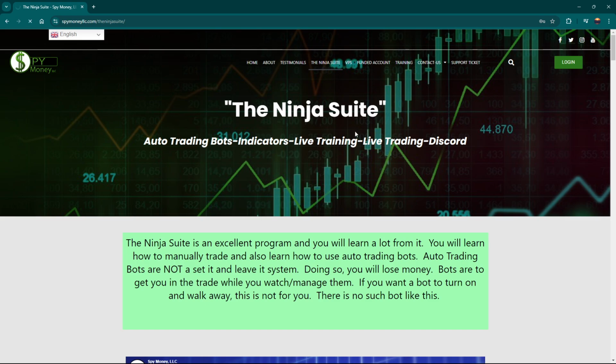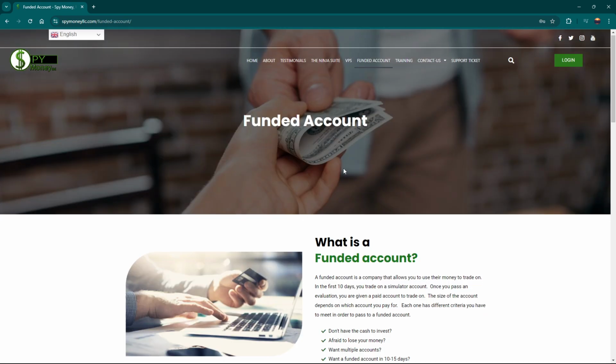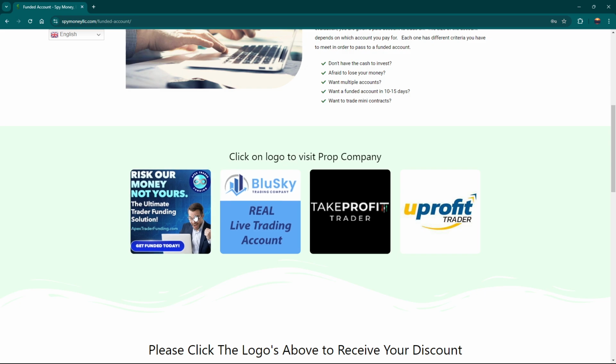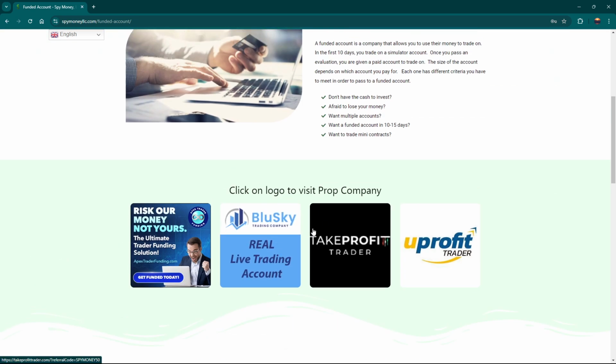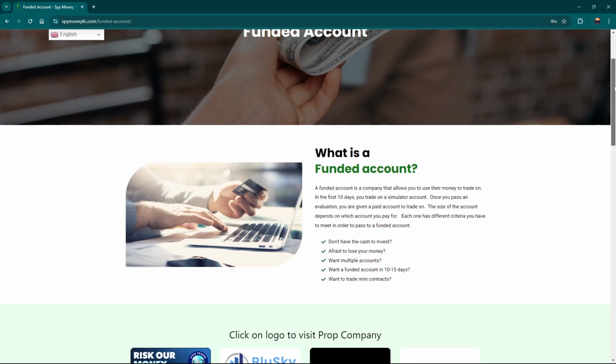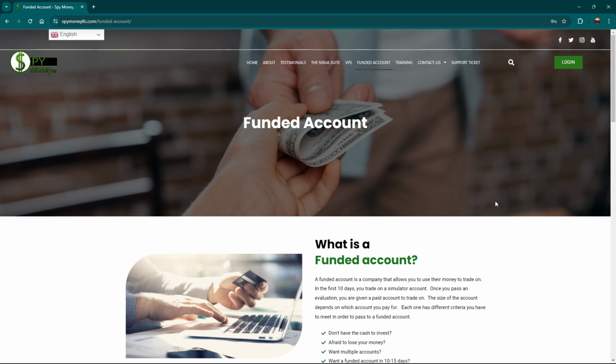We recommend 4 funded accounts. You can choose any of these. There are some discount codes here, but you really don't need these. If you don't have a lot of money, you can trade micros, and it's actually a lot better. The end result is you'll make more money with micros than with a funded account, because the funded account has so many rules. It's hard to keep the PA accounts and so forth.